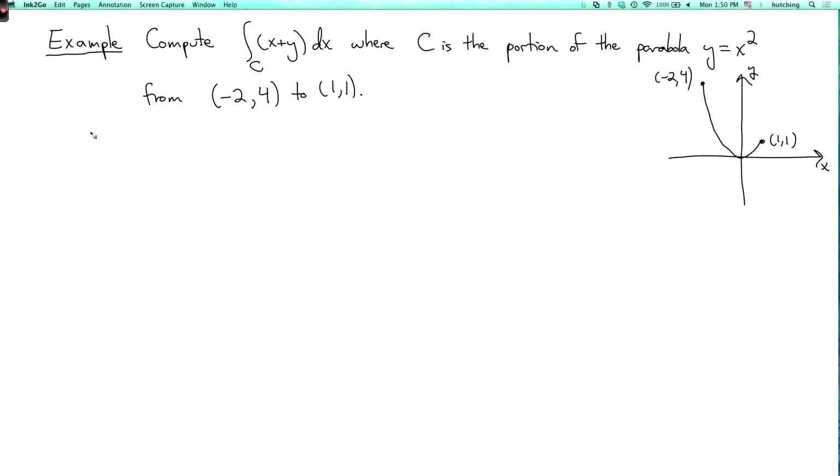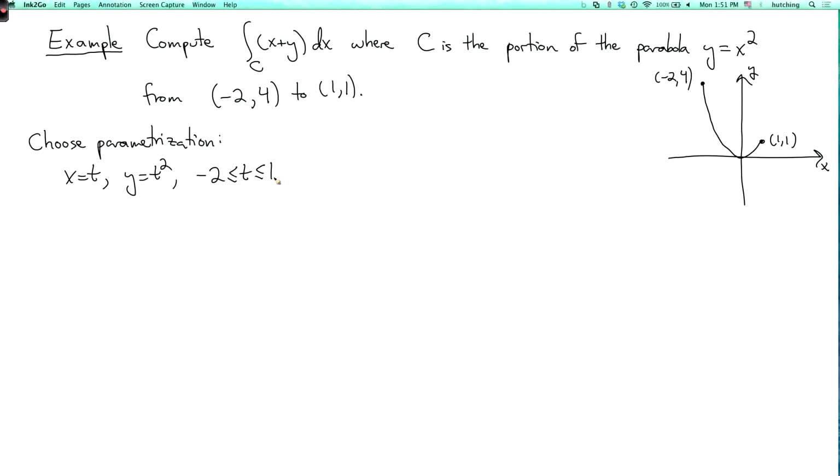Okay, so to compute this, we need to choose a parameterization. So we can use x as the parameter in this case because the curve is the graph of a function, y of x. So we could take x to equal t, y to equal t squared, and then t goes from -2 to 1.